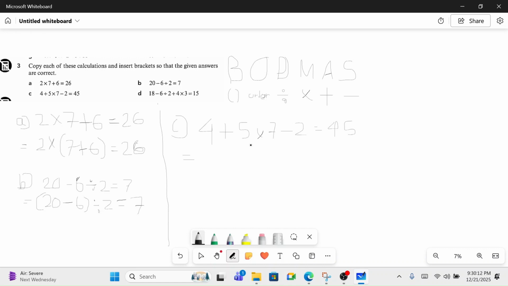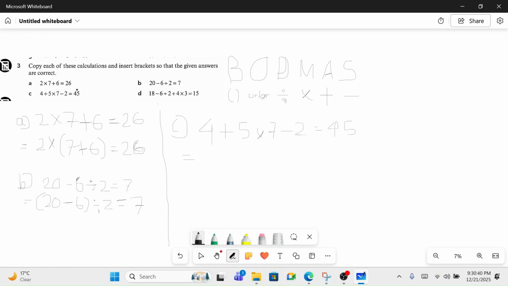So 9 times 5, 45. Okay? But in this case, according to BODMAS, we would do 5 times 7 here, right? So 5 times 7 gives us an answer of 35. So 4 plus 35 minus 2 is in no way close to 45, which would invalidate our answer here and is not correct. So this is why I have to place brackets.